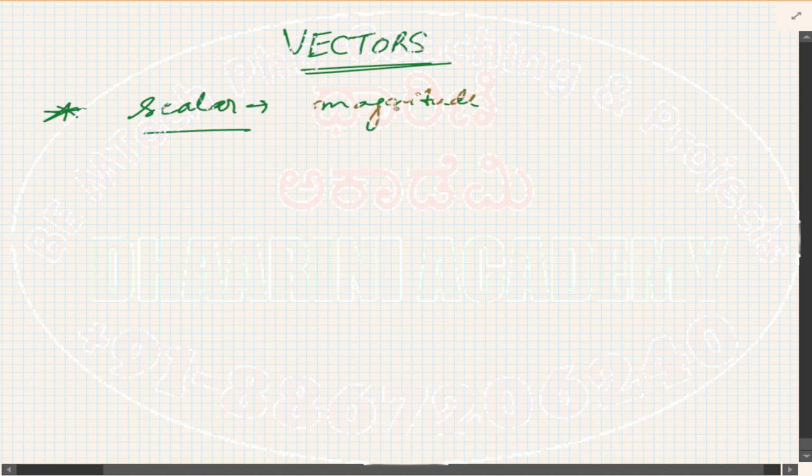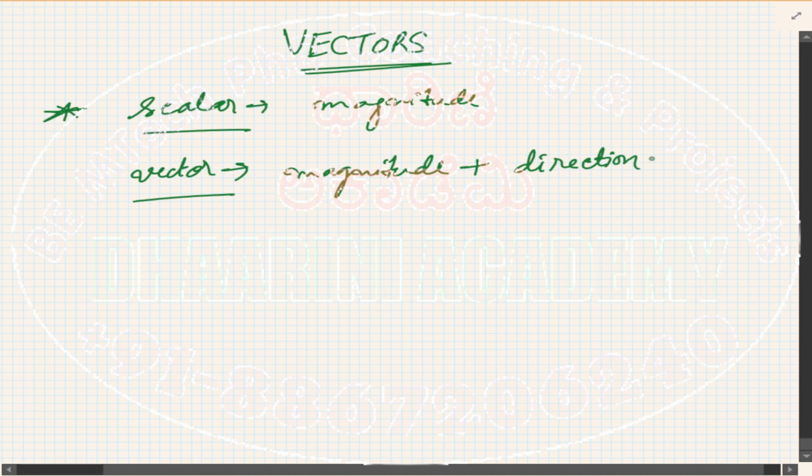Then we have the second type of quantity called a vector. A vector is a quantity which has a magnitude, and along with the magnitude there is also a specific direction. When a quantity measured has its magnitude plus a direction, it's called a vector quantity.